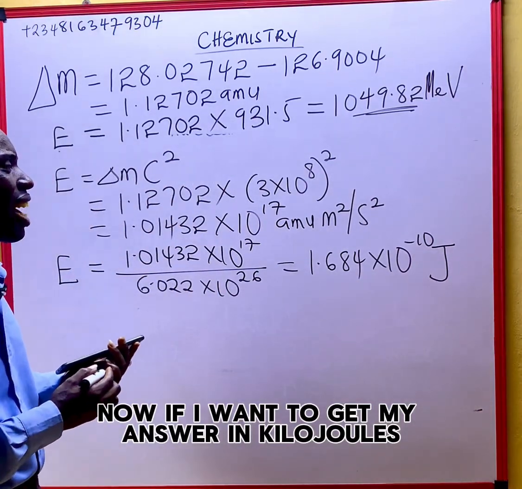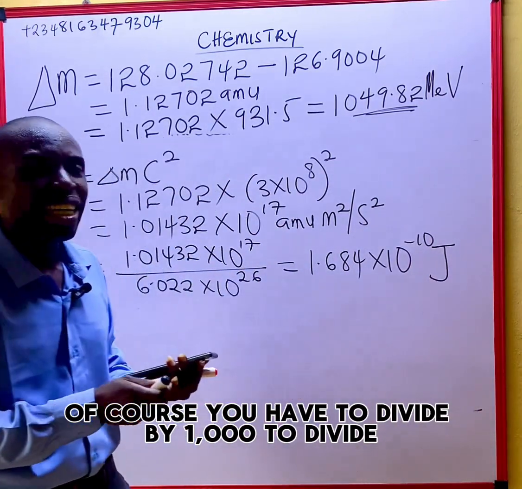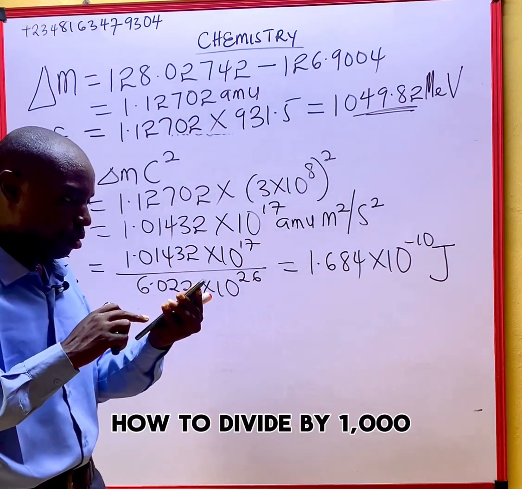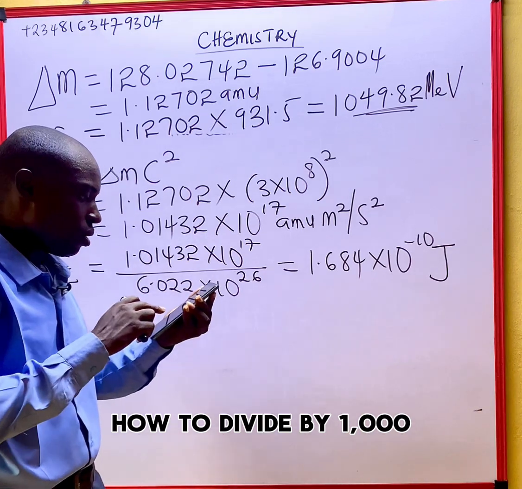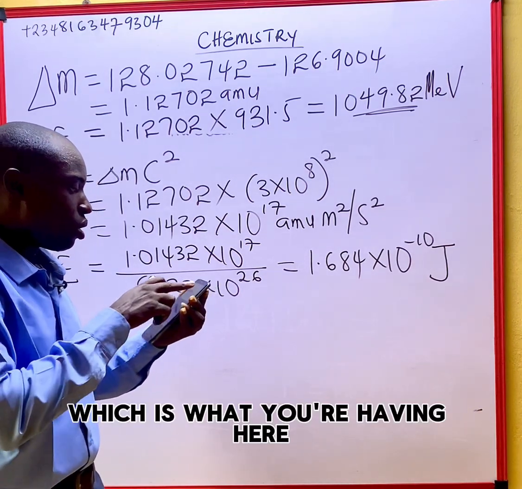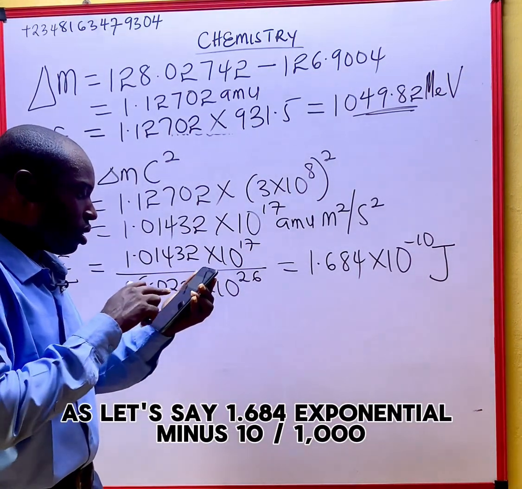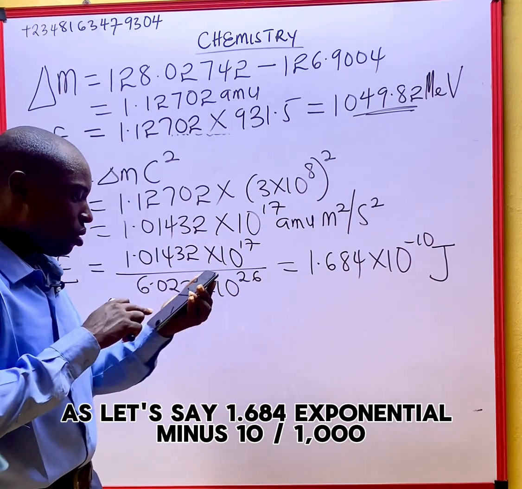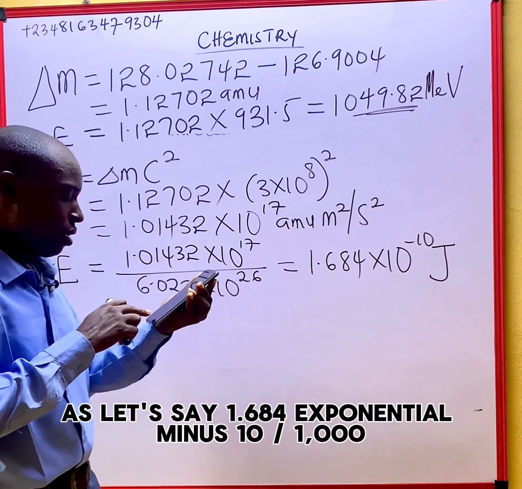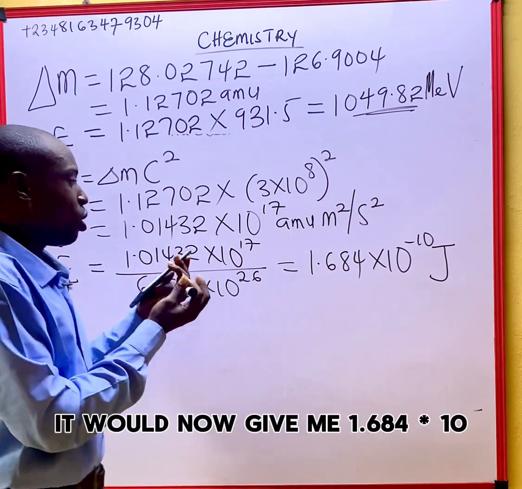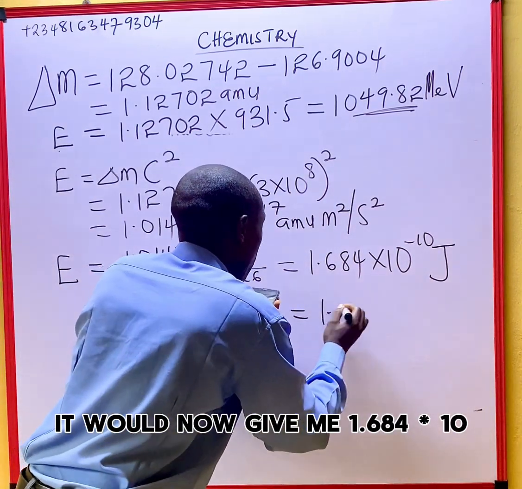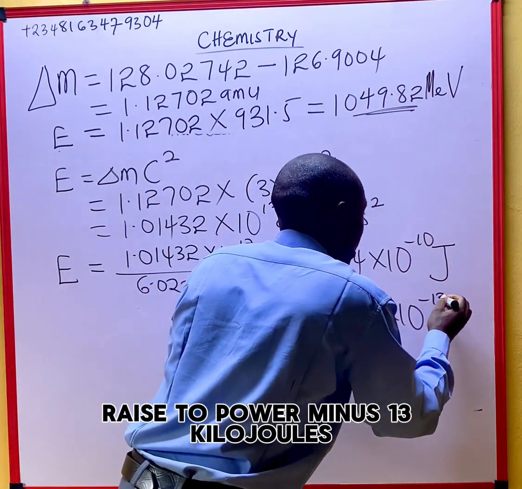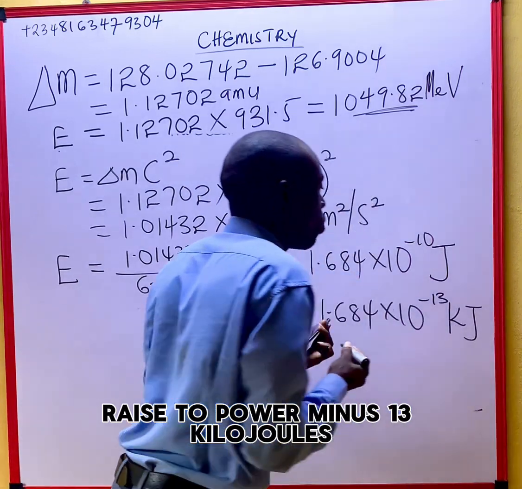Now, if I'm to get my answer in kilojoule, of course, you have to divide by 1000, which is what you're having here as 1.684 exponential minus 10 divided by 1000. It will now give me 1.684 times 10 raised to the power minus 13 kilojoule. Can you see it now?